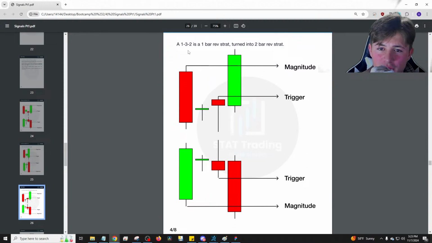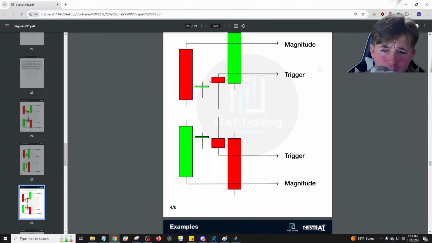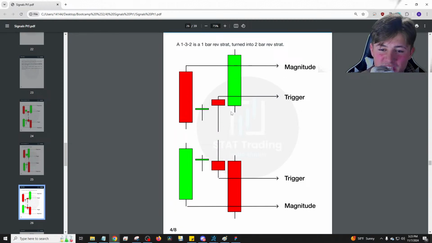And then we can also have the 1-3-2, which is a 1-bar rev strat turned into a 2-bar rev strat. So you can see in this case, it goes up, red, reclaims the 1, it's telegraphing the potential 3. It goes 3 and takes out the low of the mother bar. Then it reclaims and goes 3 again. So they make the high and the low. Then they come back, attempting to make the high again. And then you'll see it forms a hammer. This is the ideal scenario. A 1 followed by a 3 that is a hammer.